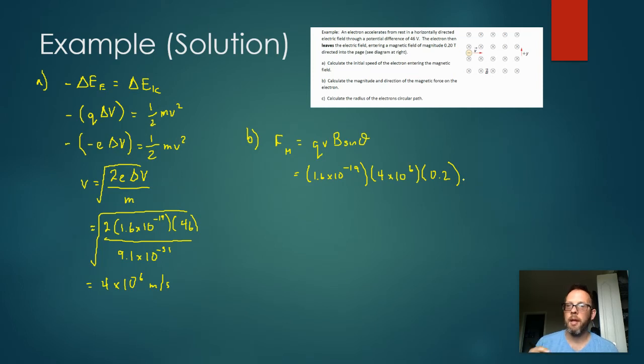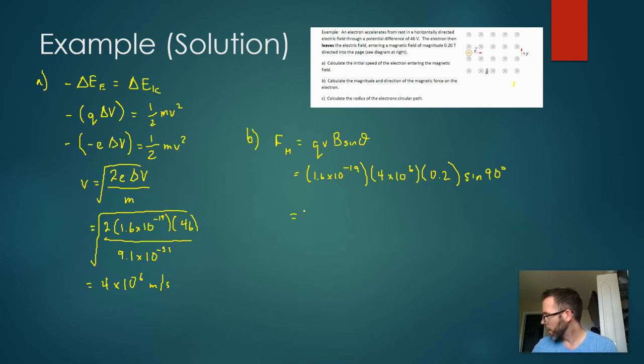Now, what's the angle? Our diagram indicates that the electron is moving right on our page, and the magnetic field is going into our page. The angle would be 90 degrees. And we can calculate that. Times 4 times 10 to the 6 times 0.2. So I got 1.3 times 10 to the minus 13 newtons. So that's the size of our magnetic force.